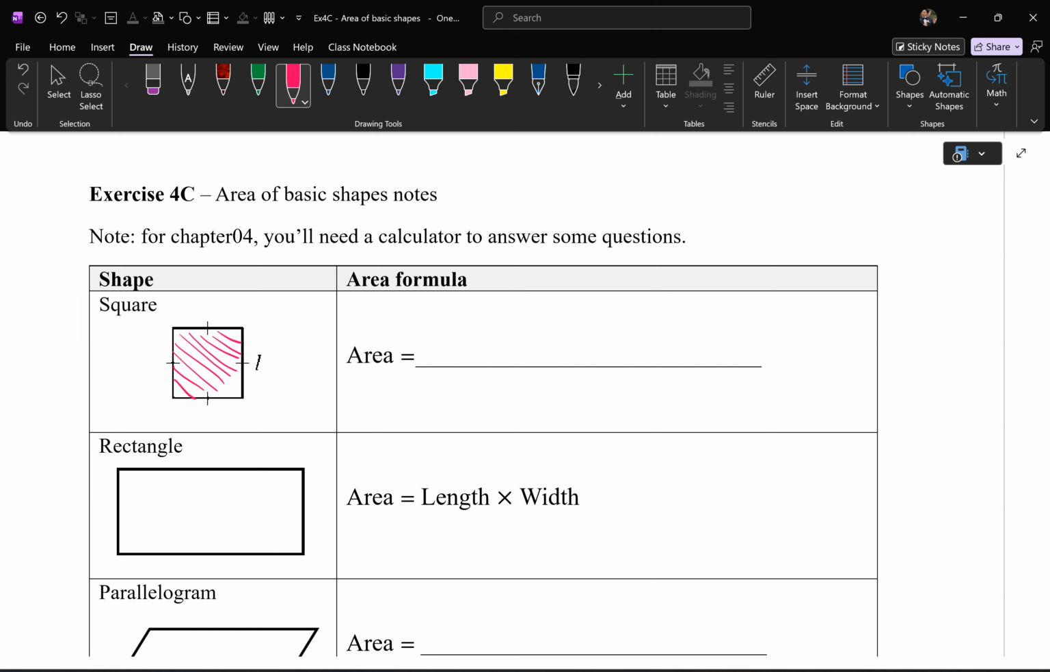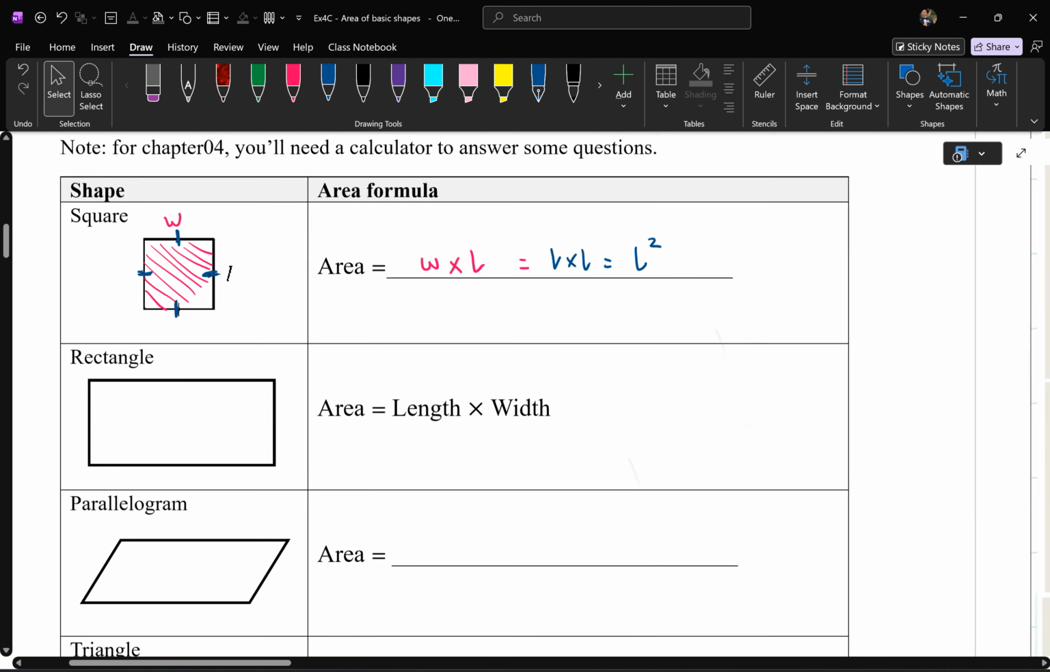Width times length. Good. So usually width times length. So two-dimensional, you've got a width by one line, and then perpendicular to that, you've got length. So usually it's width times length, but in a square specifically, these dashes mean the sides are all equal. So instead of width times length, it is length times length. Very good. And length times length, we can write that as length squared. Okay, so that's the formula to find the area of a square. Very good. Copy that down.